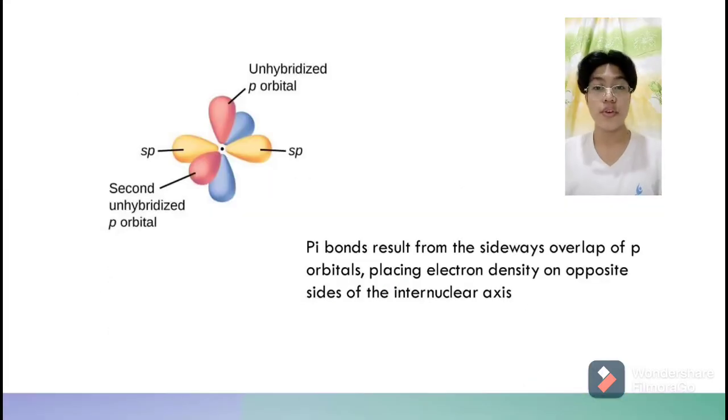This slide presents another view of the positioning of the unhybridized p orbitals and why pi bonds are formed sideways. As you can see, if we were to have two of these atoms overlap, the sp orbitals would be the ones forming the sigma bond on the internuclear axis, while the unhybridized p orbitals would form a sideways overlap with each other. Therefore, the electron density formed will be on opposite sides of the internuclear axis.